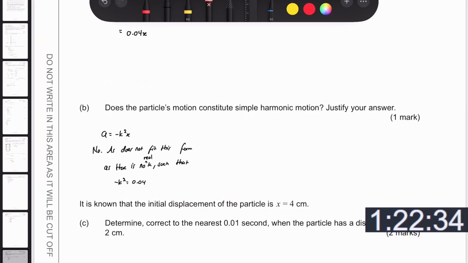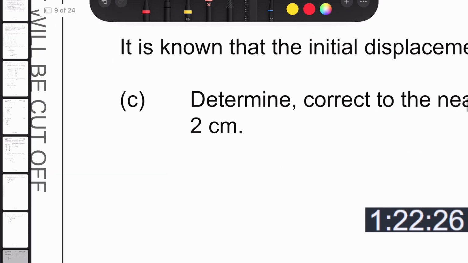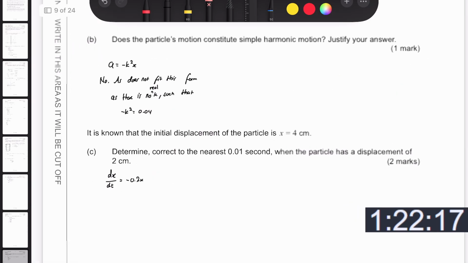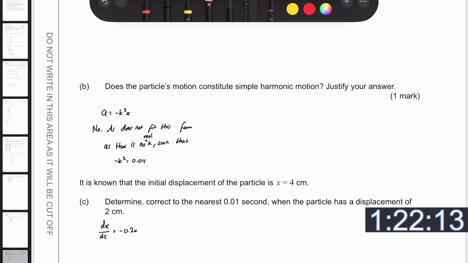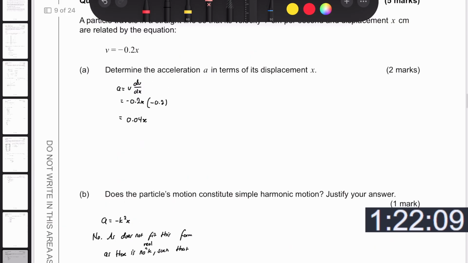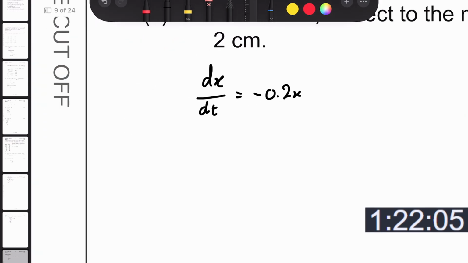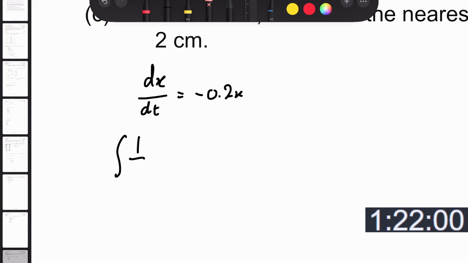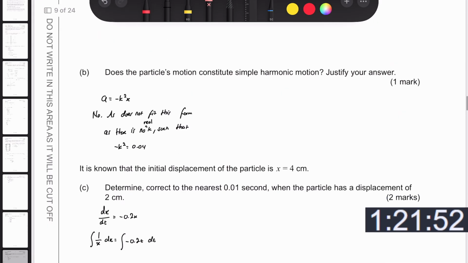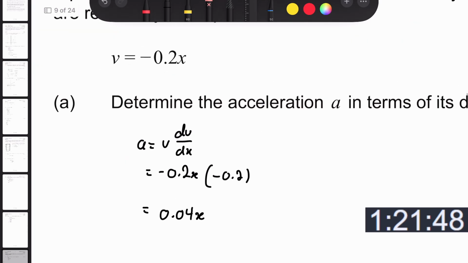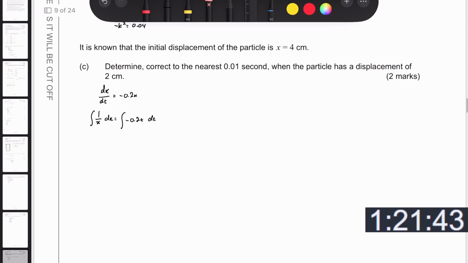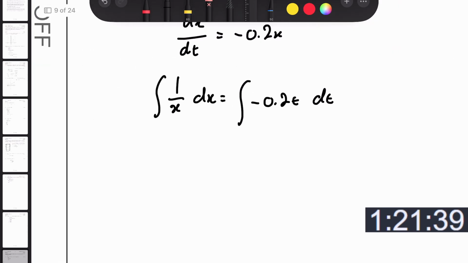It is known that the initial displacement of the particle is 4 centimeters. Determine the time correct to the nearest 0.01 second at which the particle has a displacement of 2 centimeters. So we know that dx dt, which is our velocity, is equal to negative 0.2x. Why is this 2 marks? What the heck? So dx on x is equal to negative 0.2 dt. Okay, so this is going to be ln of x is equal to negative 0.2 t plus c.